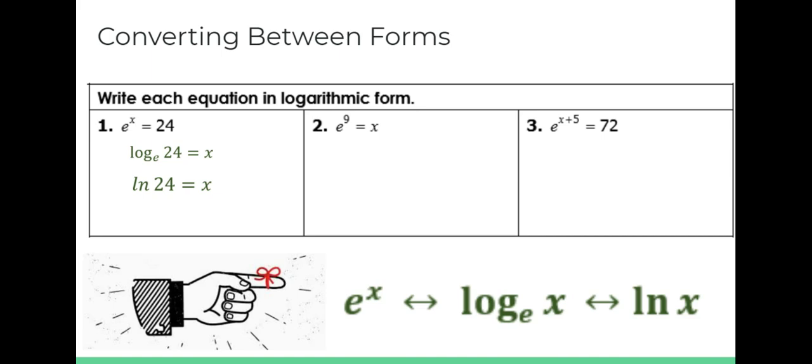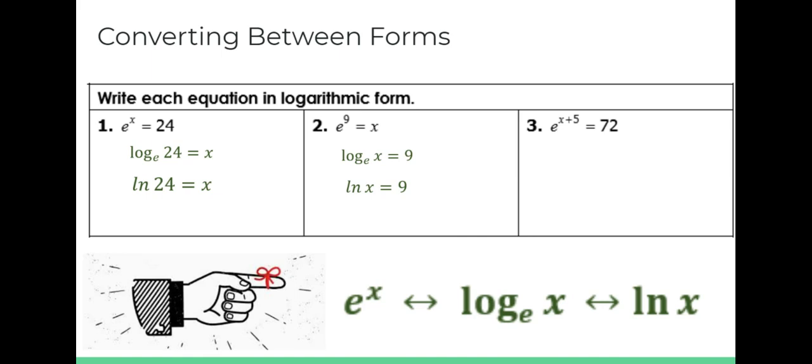To rewrite this as a log base e, we have log base e of x equals 9. To represent this as a natural log, you replace log base e with ln. And then number three, this one's a little bit more challenging. We have e to the x plus 5 equals 72.